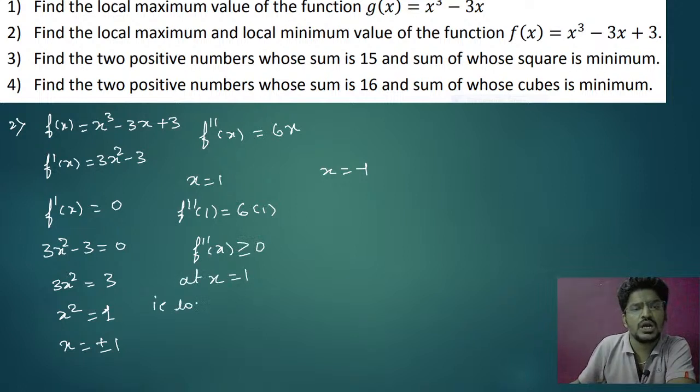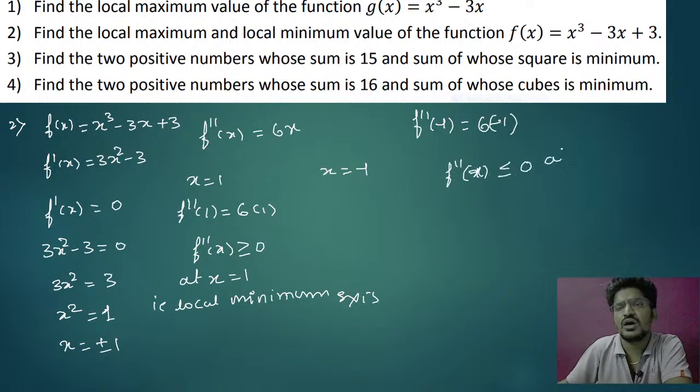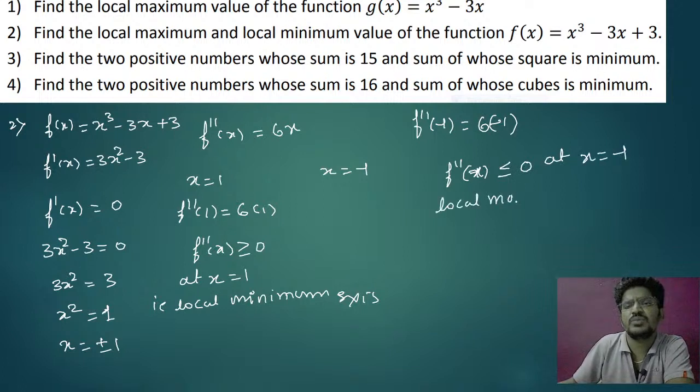That is, local minimum exists. And put x equal to minus 1. f double dash of minus 1 will be 6 into minus 1. That is, f double dash of x is less than or equal to 0 at x equal to minus 1. Local maximum exists at x equal to minus 1.